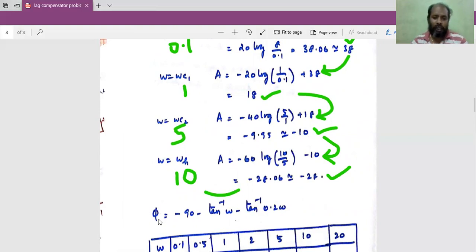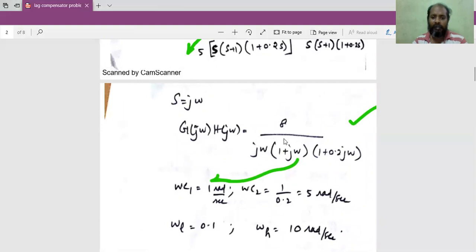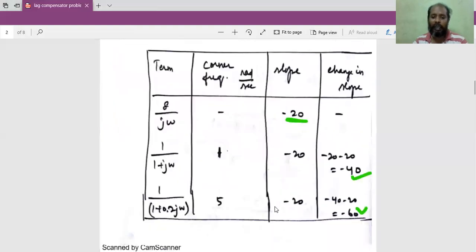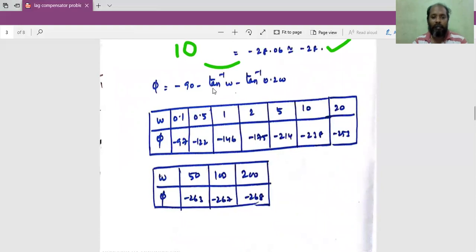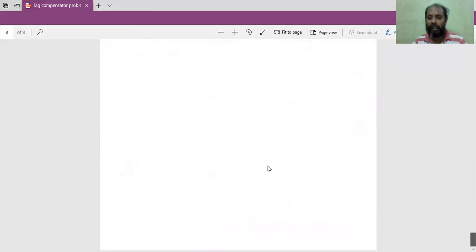Then try to calculate the phase angle value. Now you see the transfer function. This term doesn't have any phase angle. This will have a minus 90. This has minus tan inverse of omega, and this is minus tan inverse of 0.2 omega. So the phase is minus 90 minus tan inverse of omega minus tan inverse of 0.2 omega. Form a table, vary the omega value, use your calculators, and substitute the values of omega chosen in this equation so that you get different values of your angle. Now you can plot both your magnitude values and your phase values in your Bode diagram and check for the stability.